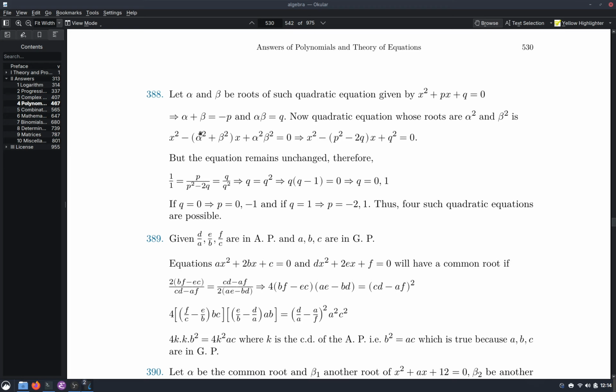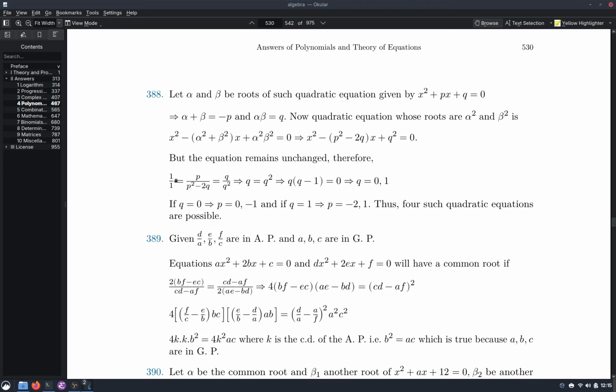How we got this is, we can write alpha square plus beta square as alpha plus beta whole square minus 2 alpha beta, and alpha beta is minus p, so alpha plus beta whole square is p square, and 2 alpha beta is 2q. But since the equation remains unchanged, the ratios of coefficients will be equal. Now the ratio of x square will be 1 by 1, and for the coefficient of x, p by p square minus 2q, and there should be a negative sign over here, and then q and q square. So these ratios should be equal.